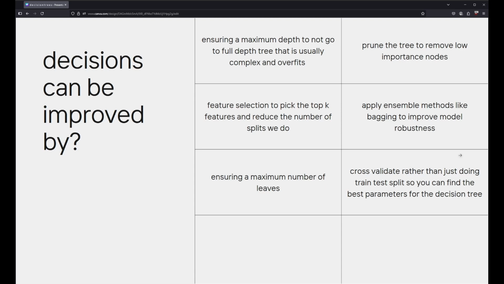And we can also apply ensemble methods, which are basically just methods that will use several models together, as the name suggests, an ensemble of methods, like bagging, to improve model robustness. How do you measure importance? Importance is measured by quite a few things.